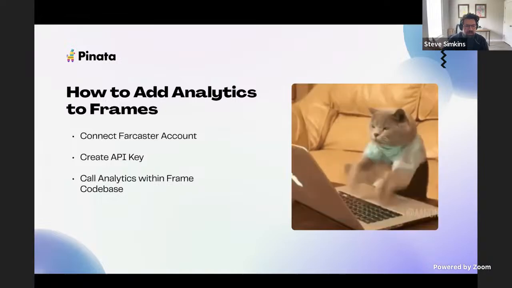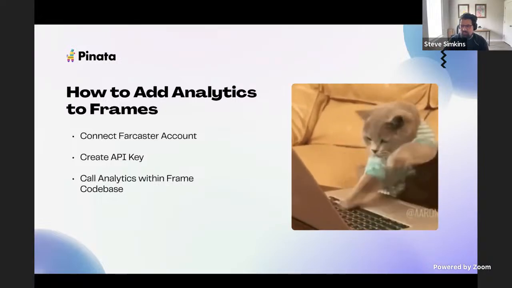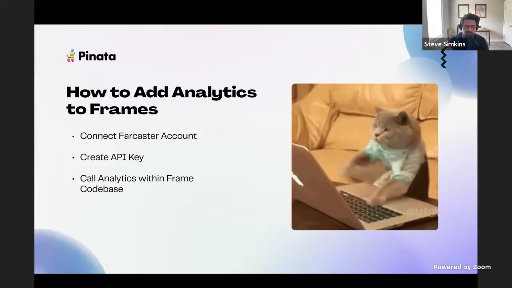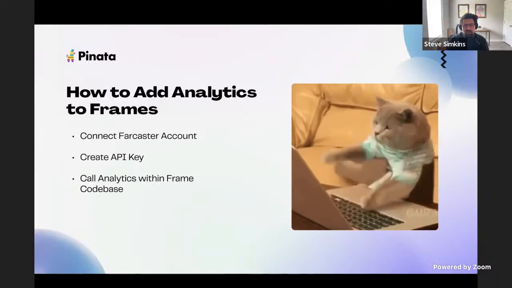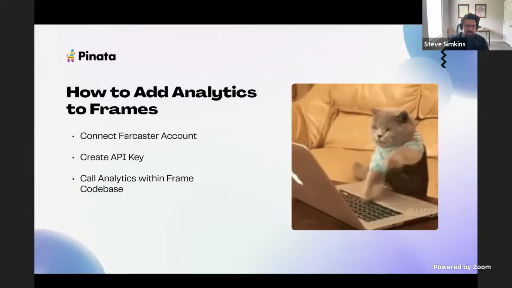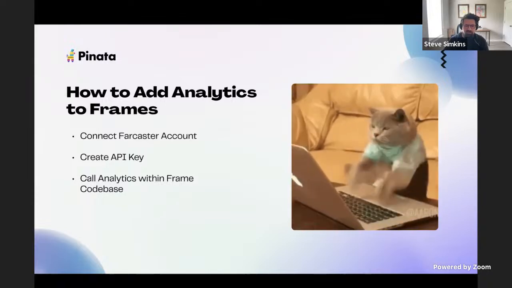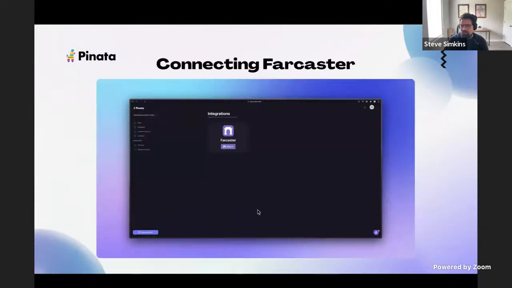And so how to add frame analytics to it is really simple, actually. It's just 3 steps. First step is going to be creating or connecting your Farcaster account that you've already created. Create an API key, and then basically call analytics within your frame code base. So let's go over each of those real quick.